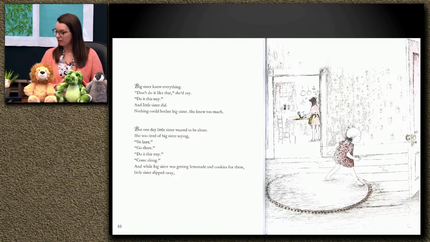Have you ever felt like someone was bossing you around? Maybe you don't have siblings nearby, but have you ever felt like a cousin or a friend or a classmate was bossing you around? Take some think time.